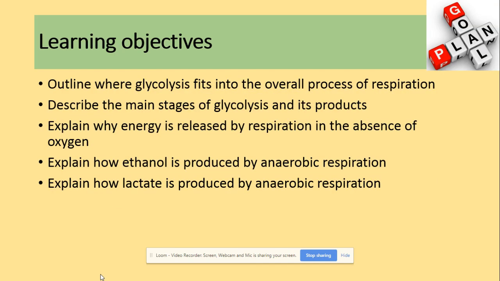So, in terms of the learning objectives, you need to be able to outline where glycolysis fits into the whole process of respiration, describe the main stages of glycolysis and its products, explain why energy is released by respiration in the absence of oxygen, explain how ethanol is produced in anaerobic respiration, and explain how lactate is produced by anaerobic respiration.